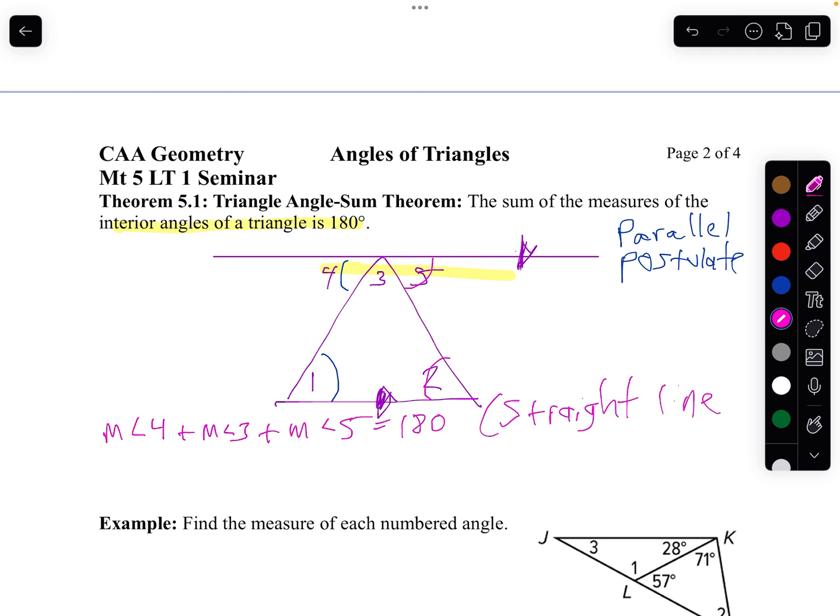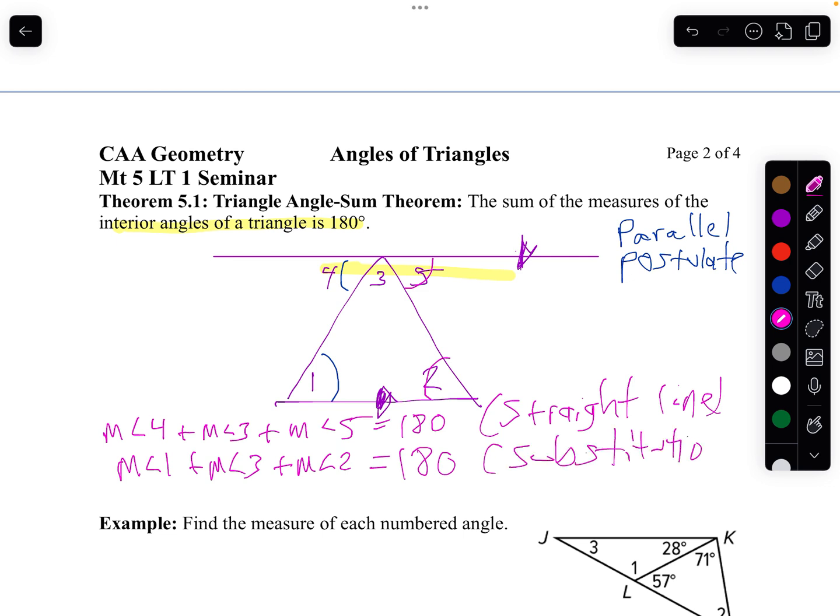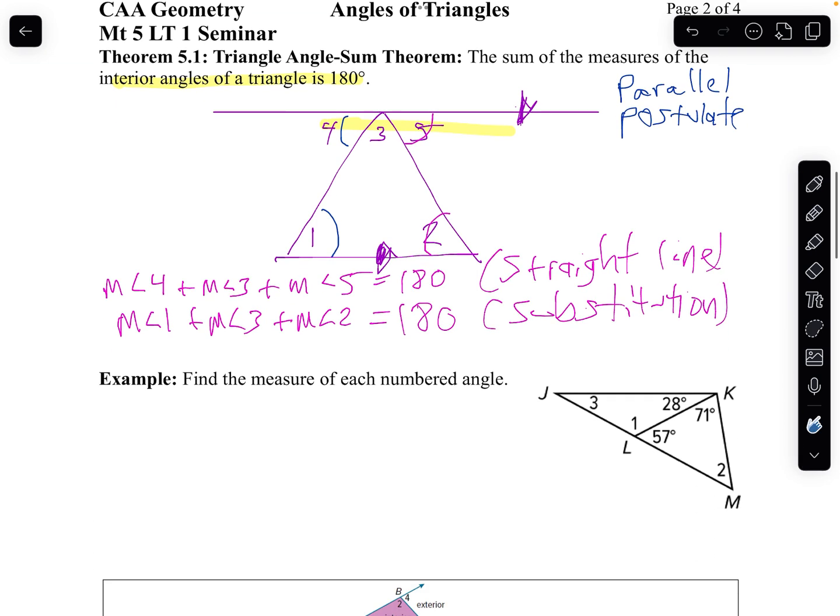Then I can substitute. Instead of saying angle 4, I'm going to say the measure of angle 1. I'm going to keep angle 3. And instead of saying angle 5, I'm going to say the measure of angle 2. So that is substitution, isn't it? If we're doing the proof, I didn't make you do the formal proof, but we did kind of an informal proof of why this works. Now let's apply that to a problem.